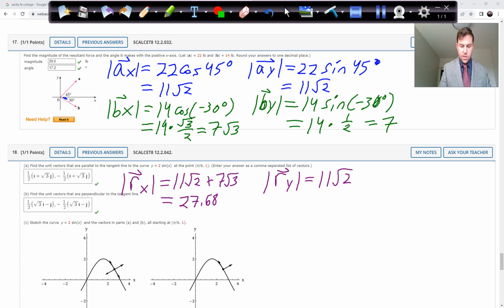Oh, there's a key thing I missed there. Glad I caught it now. Notice that B is pointing into the fourth quadrant. In the fourth quadrant, all x values are positive, but all y values are negative. So this is actually a negative half, which makes this a negative 7, which makes this 11 root 2 minus 7. And if you do that in your calculator in decimal form, you should get 8.55.